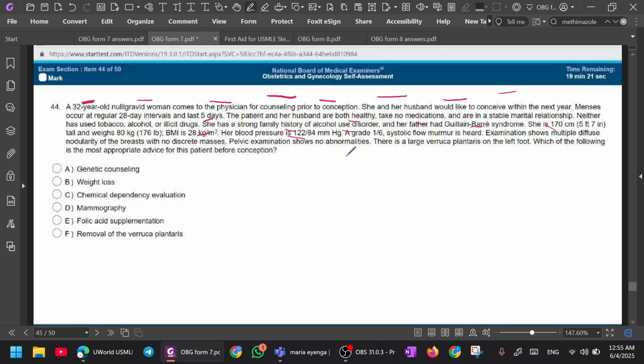Her blood pressure is 122 by 84. Grade 1 by 6 systolic flow murmur. Examination shows multiple diffuse nodularity of the breast, no discrete lesion. Physical examination shows no abnormality. There is a large verruca plantaris on the left foot. Which of the following is the most appropriate advice for this patient before conception?